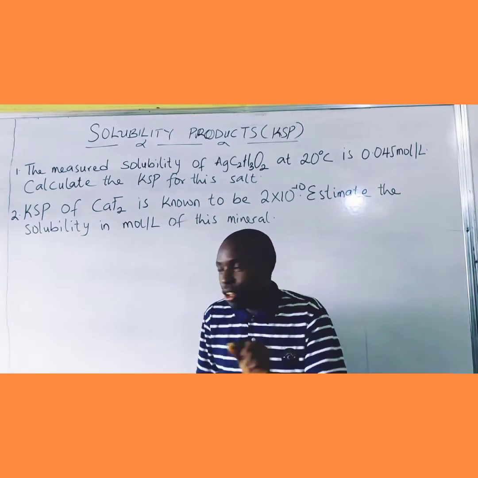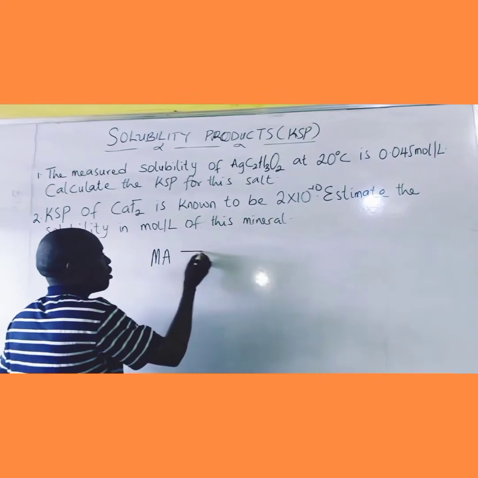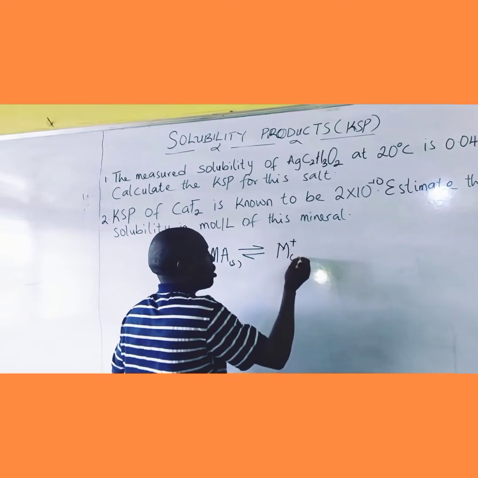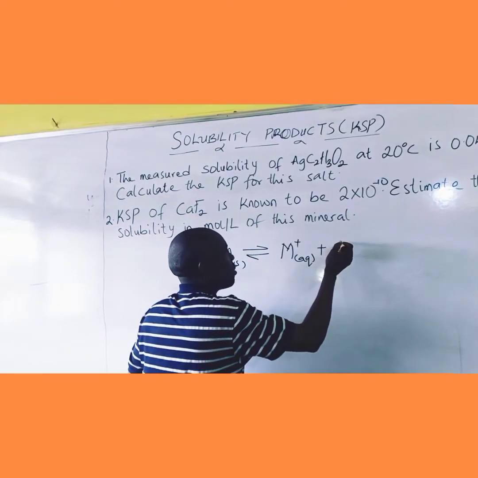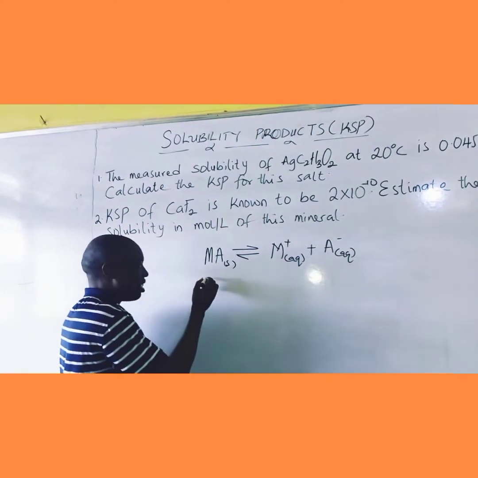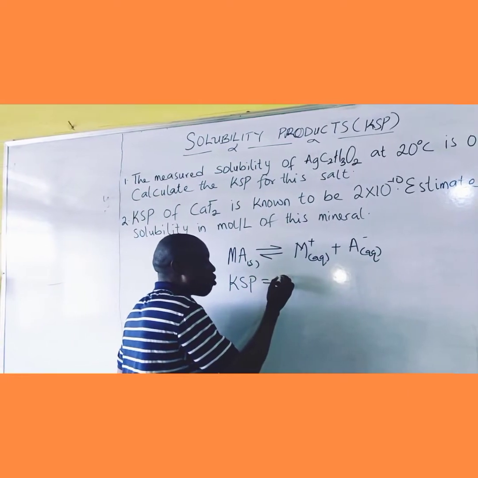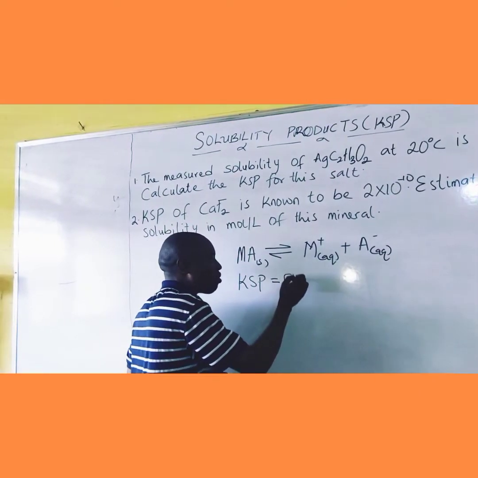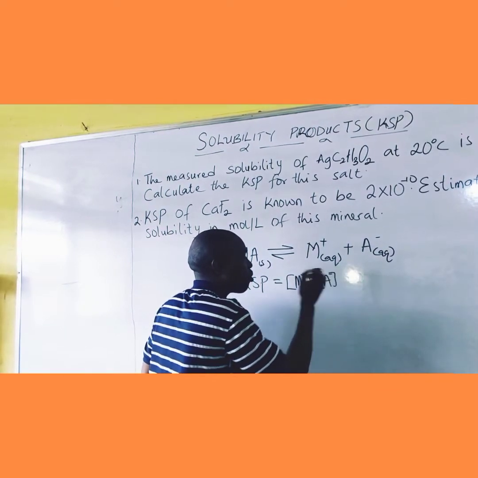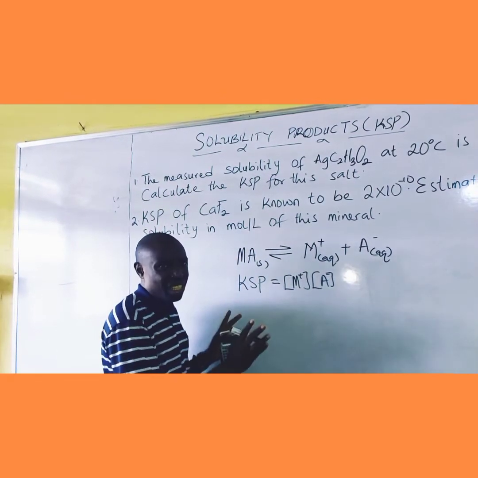The equilibrium constant is applicable to solid salts that are sparingly soluble in water. For example, if I have a salt, which is solid, with its ions, which are aqueous, the Ksp of the salt will be equal to the concentration of the ions.